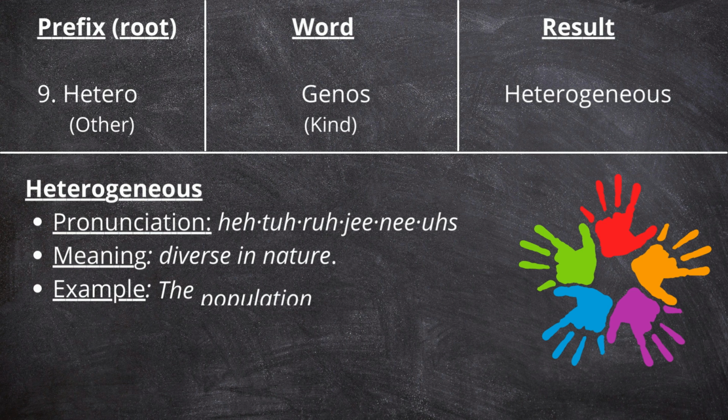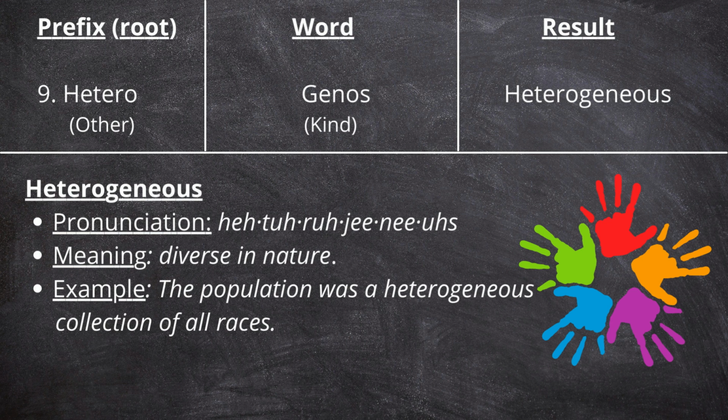The ninth prefix is hetero, which means other, and genos, which means kind. Both put together form a word heterogeneous. Heterogeneous means something which is diverse in nature. For example, the population was a heterogeneous collection of all races.